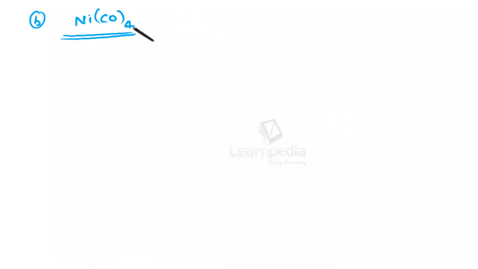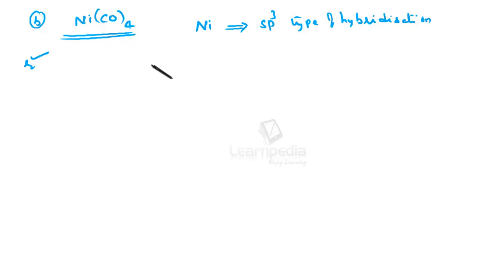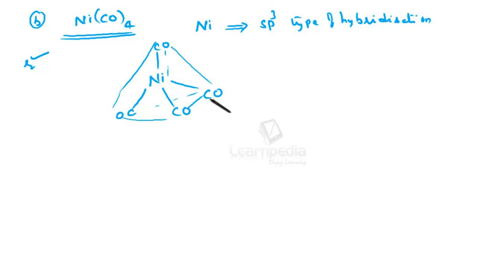Then when we take B, nickel tetracarbonyl, nickel 0. In nickel tetracarbonyl, the central atom nickel has sp3 hybridization. Therefore R is right. The carbonyl groups are tetrahedrally arranged. So it is tetrahedral and therefore the dipole moment is 0. So P is ruled out, no dipole moment.